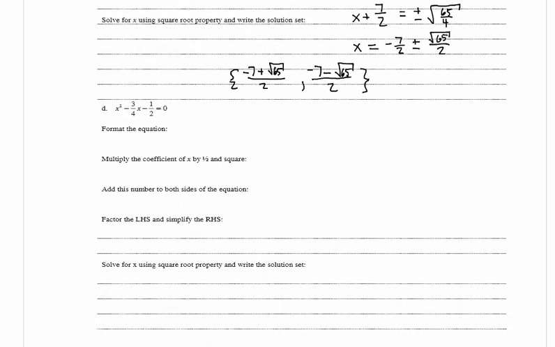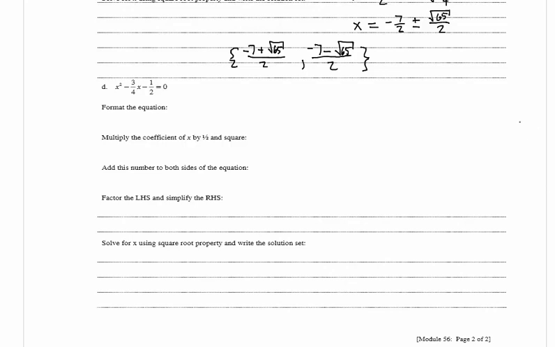In D, we have x squared minus 3/4 x minus 1/2 is equal to 0. And the first thing we want to do is format the equation. So we're going to add 1/2 to both sides. So we have x squared minus 3/4 x is equal to 1/2. And now they want us to multiply the coefficient of x by 1/2 and square it. So we have 1/2 times 3/4 squared, which is equal to 3/8 squared. And 3/8 squared is equal to 9 over 64.